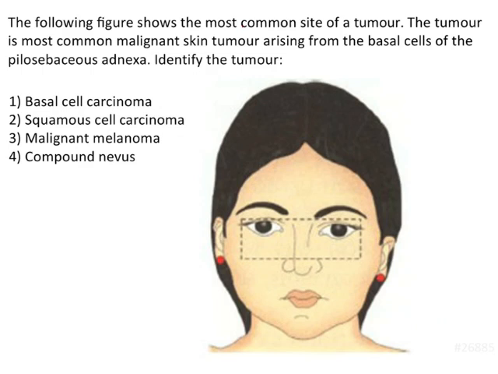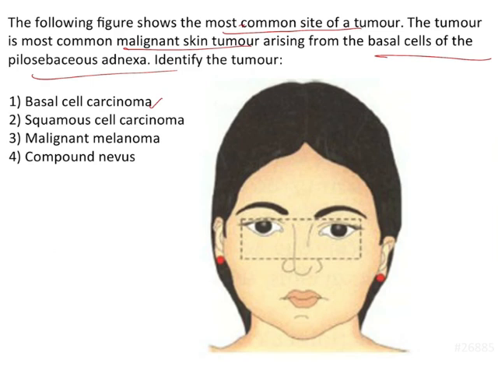The following figure shows the most common site of a tumor. The tumor is the most common malignant skin tumor arising from the basal cells of pilosebaceous adnexa. Identify the tumor. So they've given beautifully the question. See, the first hint is the most common site of a tumor, right? And then malignant tumor. And then the basal cells of the pilosebaceous adnexa. So it is basal cell carcinoma.